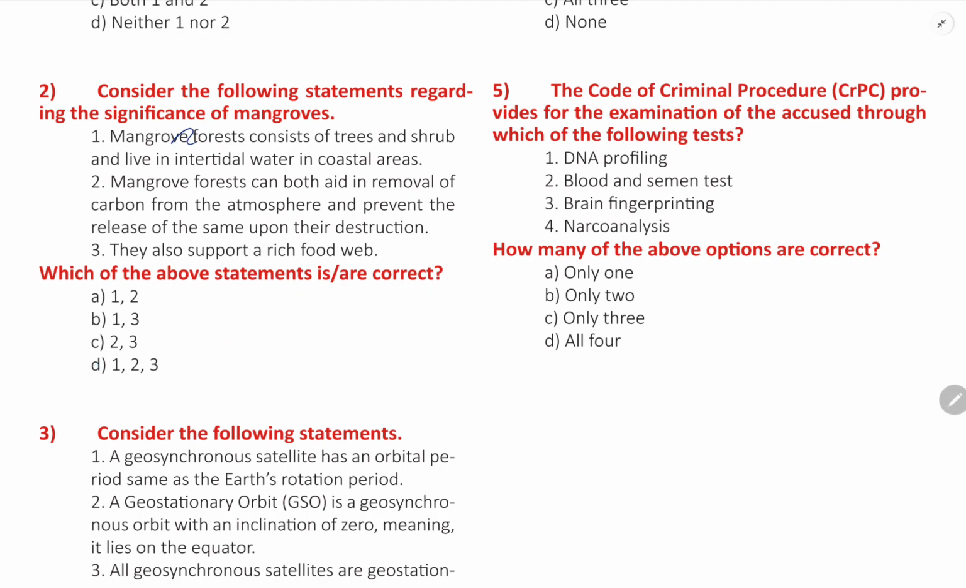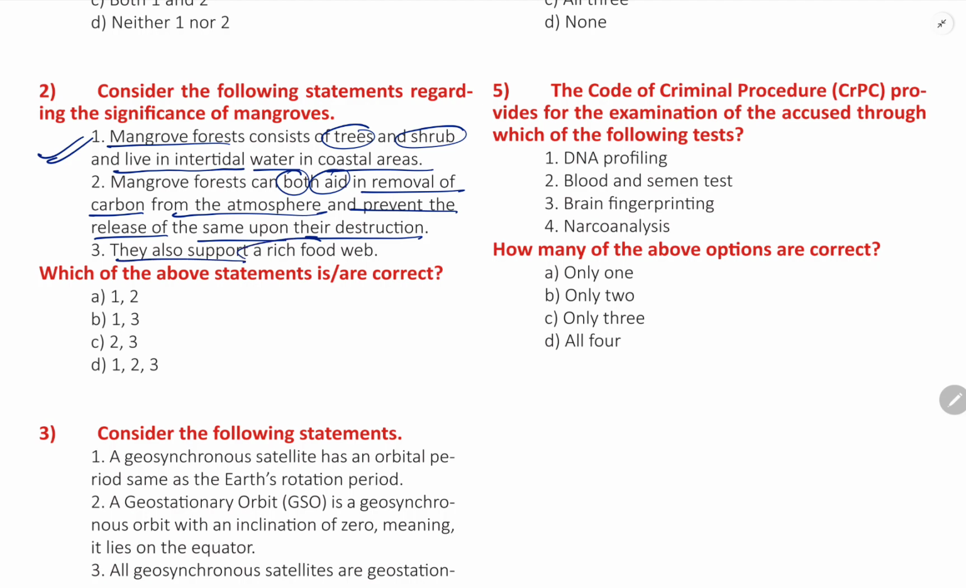Okay, now the first statement says that the mangrove forest consists of trees and shrubs and lives in the intertidal water in the coastal area. Now this statement is correct, and they also protect from the high waves of the sea. The next statement is the mangrove forest can both aid in the removal of carbon from the atmosphere and prevent the release of the same upon destruction. Now both the statements are correct. The third statement says that they support a rich food web. This is also correct, because they are, you can say, at the ecotone.